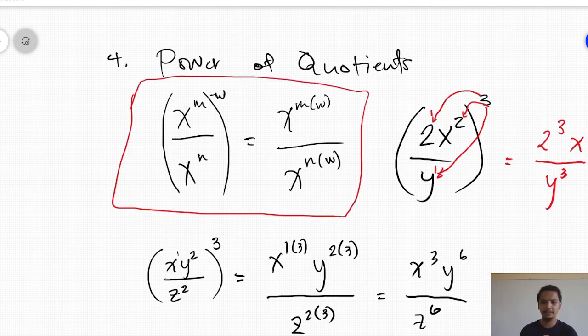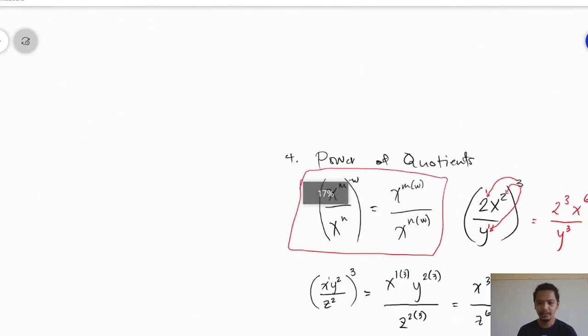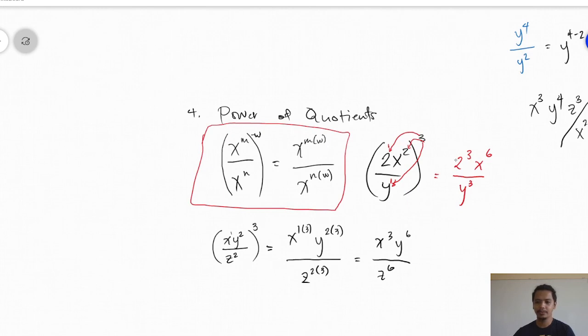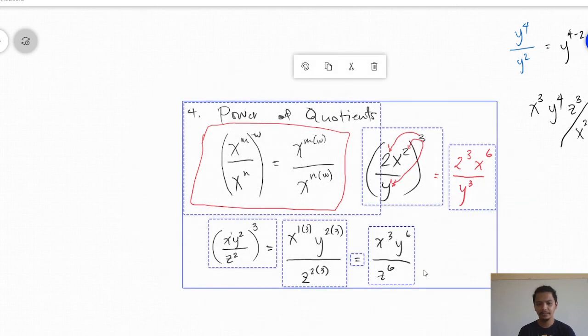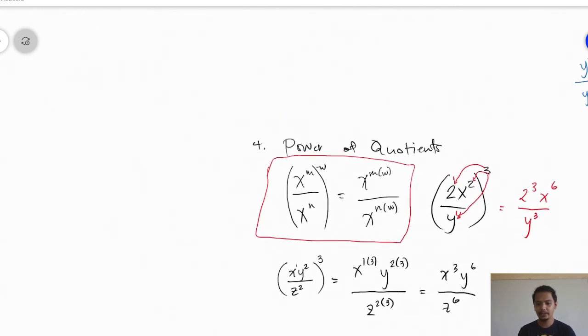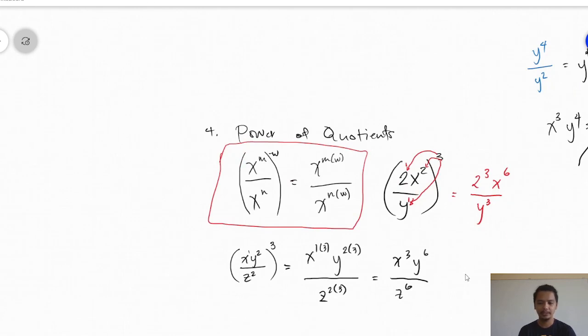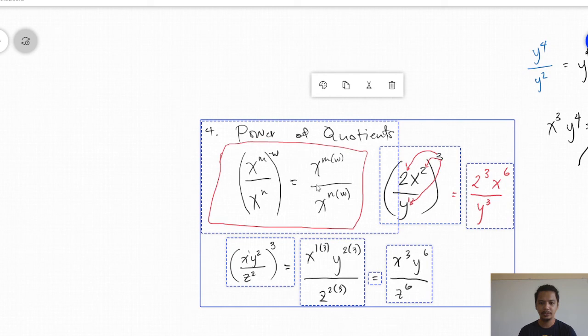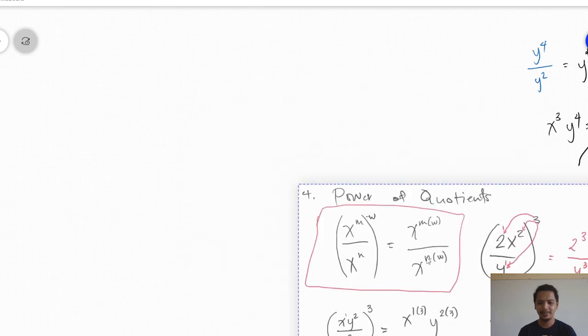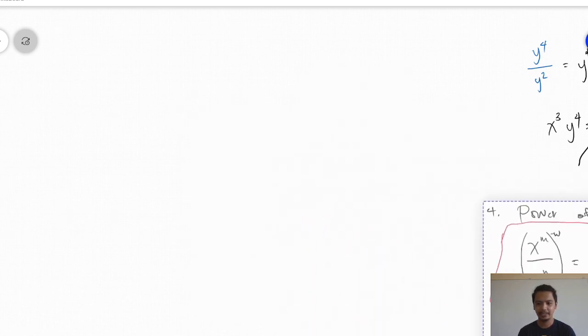So, saan ba natin gagamitin tong laws of exponent na to? These four laws of exponent will be used for operations ng ating algebraic expressions. So yun yung i-expect nyong mangyari. Bale, gagamitin natin siya dun sa mga yun.